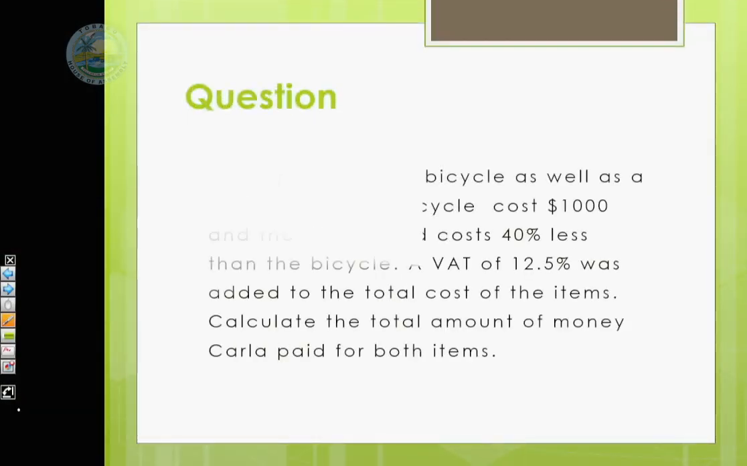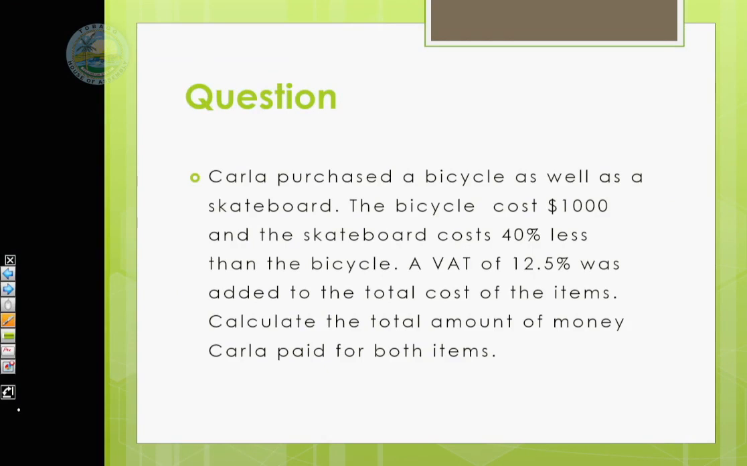So we are going to do one together. Let's read. Carla purchased a bicycle as well as a skateboard. The bicycle cost $1,000 and the skateboard cost 40% less than the bicycle. A V.A.T of 12.5% was added to the cost of the items. Calculate the total amount of money Carla paid for both items.